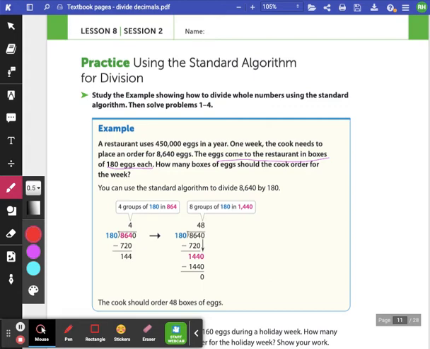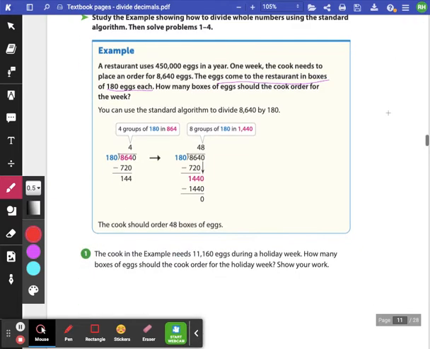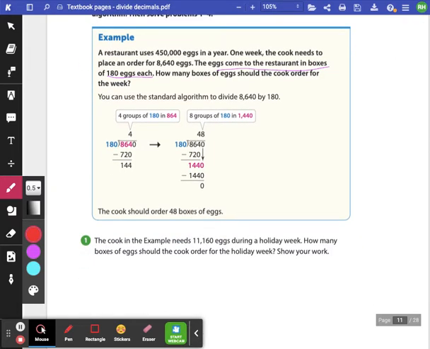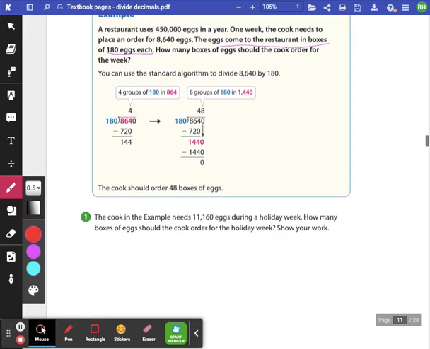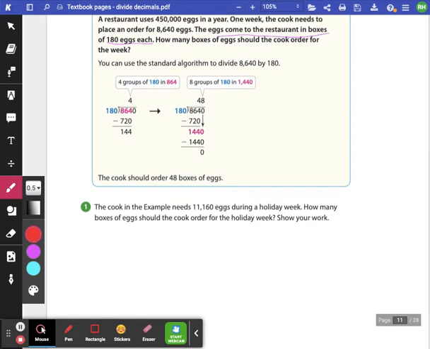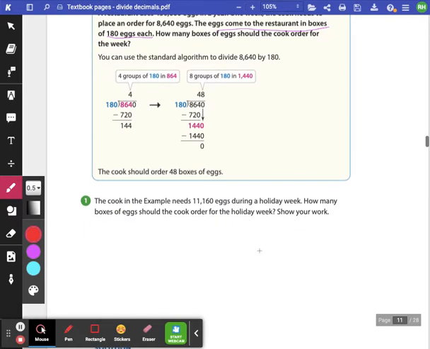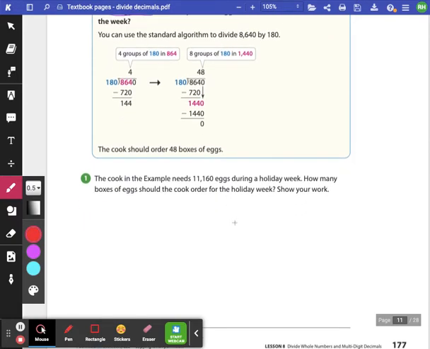Lesson 8, Session 2. We are dividing using the standard algorithm. Number 1. The cook in the example needs 11,160 eggs during a holiday week. How many boxes of eggs should the cook order for the holiday week? So we notice we only have one number here. That's because we need to look back at our example.